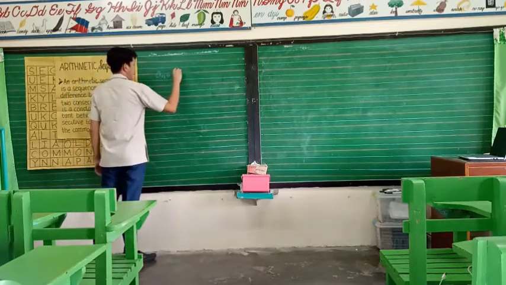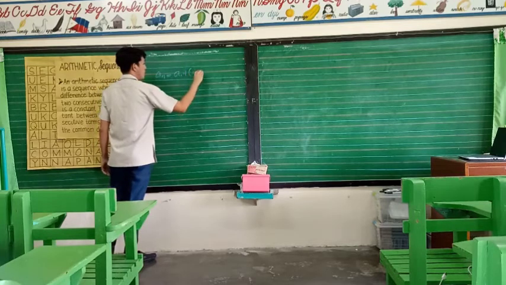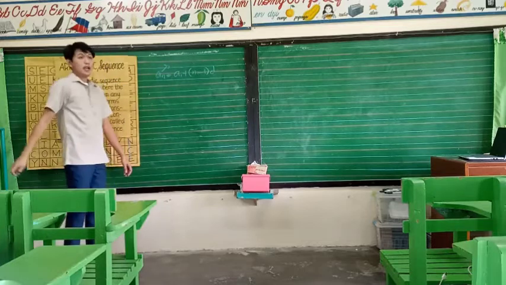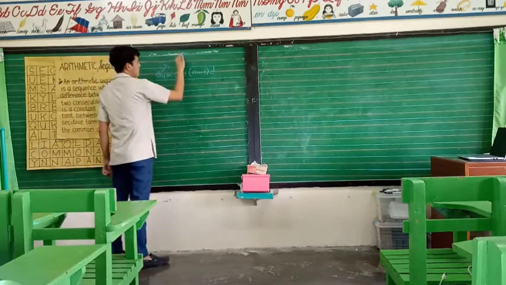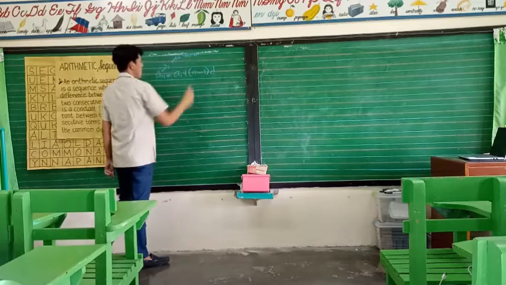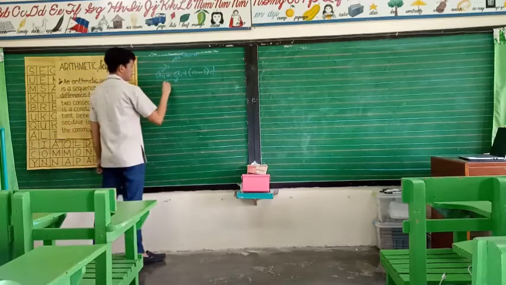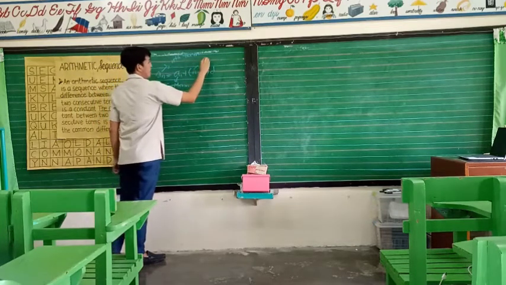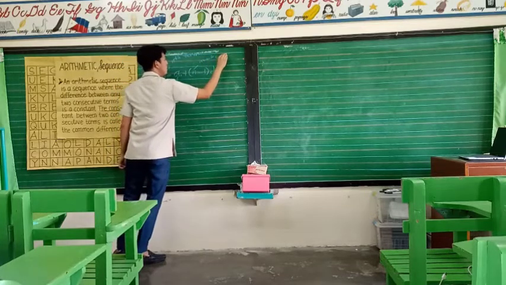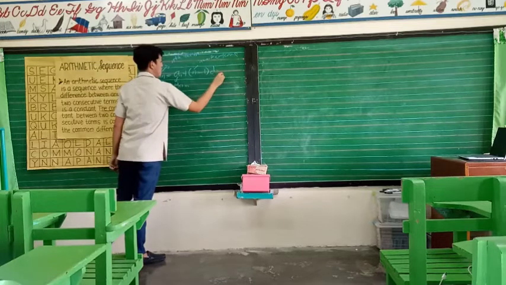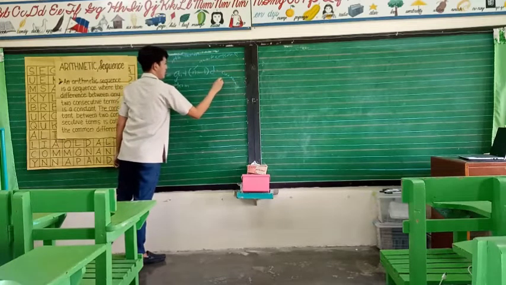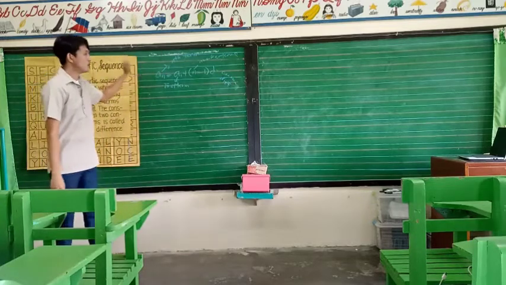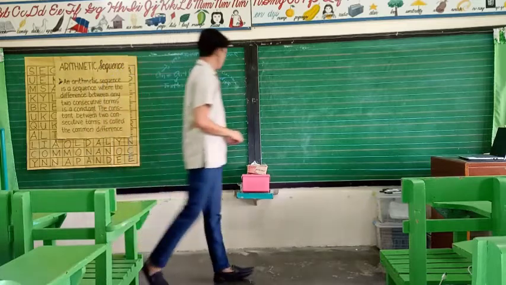a sub n is equal to a sub 1 plus the quantity n minus 1 times d, where a sub n is our end term, a sub 1 is our first term, n is the number of terms, and d is the common difference. For you to have a better understanding of this formula, I will be giving you an example.